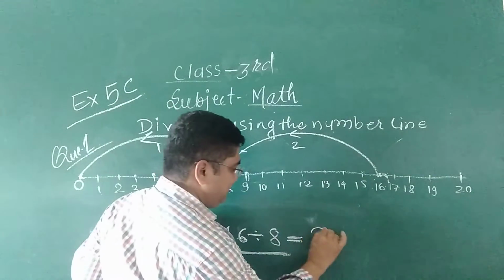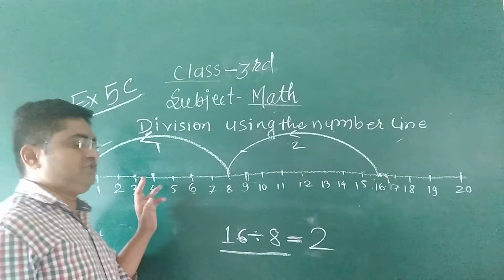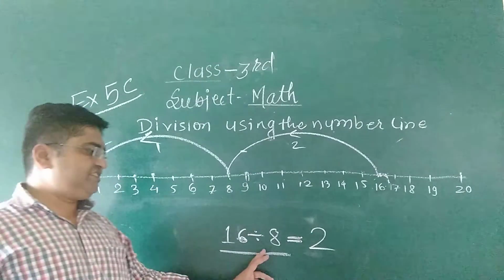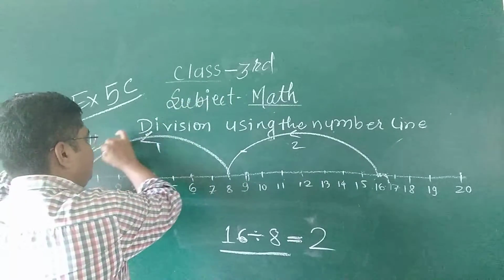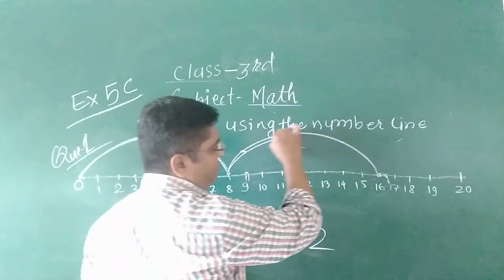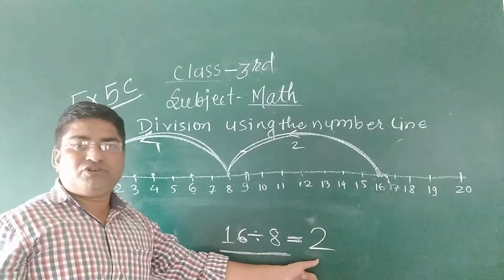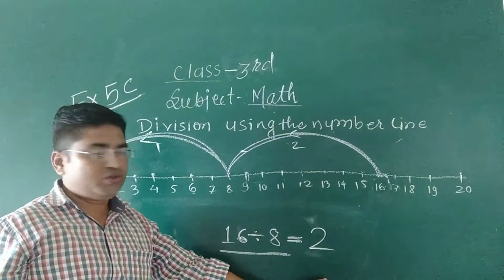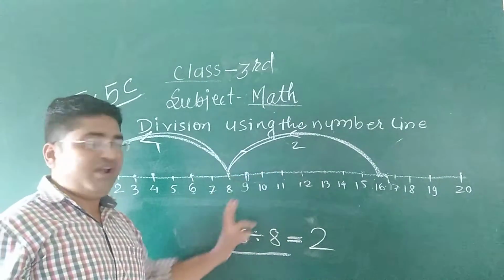So what is our answer? 2. Okay, so see here, 16 divided by 8. From 0 to 8, and 8 to 16 is what? 16 divided by 8 equals 2. So using the number line we have to solve in this way.